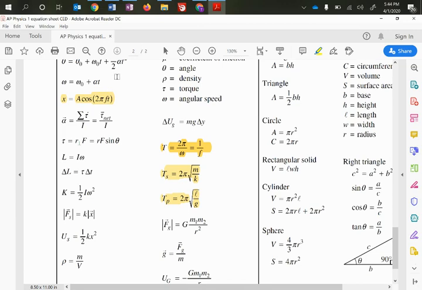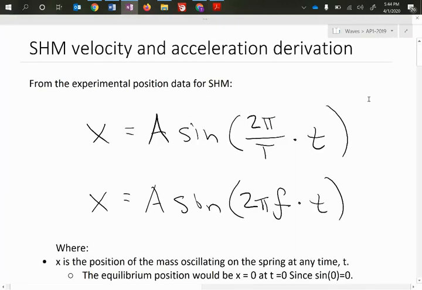What I wanted to do is go through and derive for us not just the position equation that we did experimentally. I also wanted us to take a look at the velocity and the acceleration equation. So this document right here is going to be walking us through a derivation of velocity and acceleration equations.